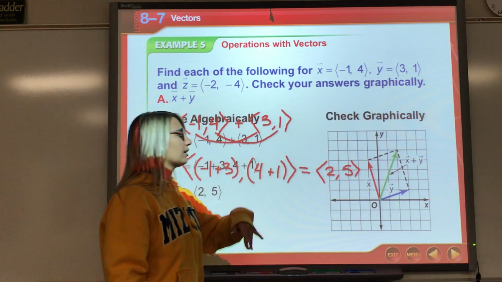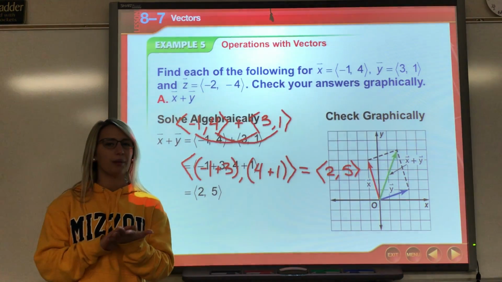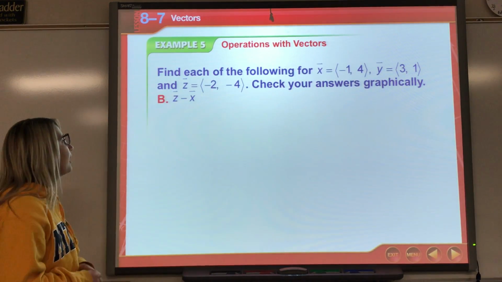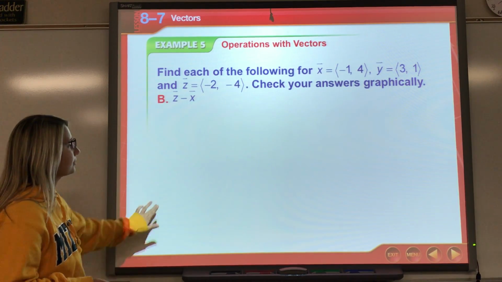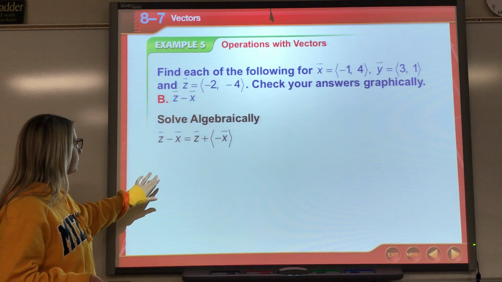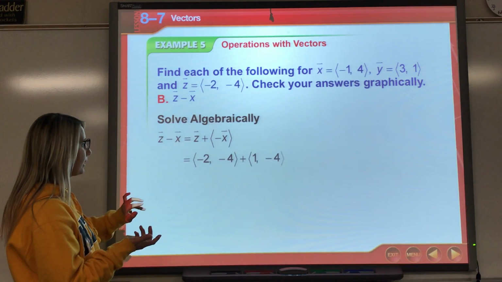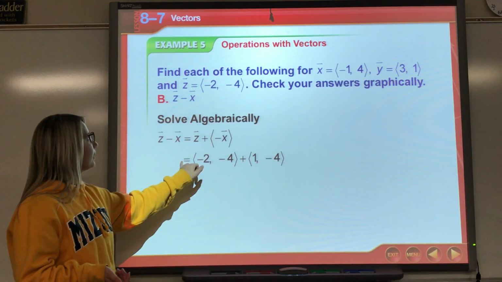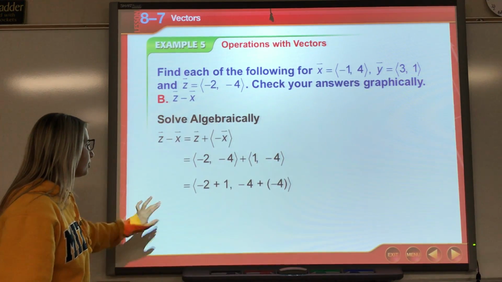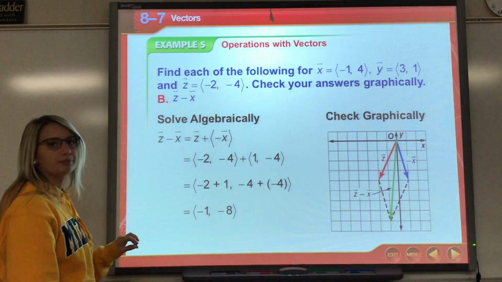And then over here they're checking graphically, which we don't really have to do. If you want to, great. Like I said before, probably not the most accurate way of finding your answer. Now they're telling us to take z minus x. We can solve that algebraically as well. We're going to add a negative x, so we make the x's the opposite of what they were. So we have z adding the opposite of x, and we end up with negative 1, negative 8. And again, they check it graphically.